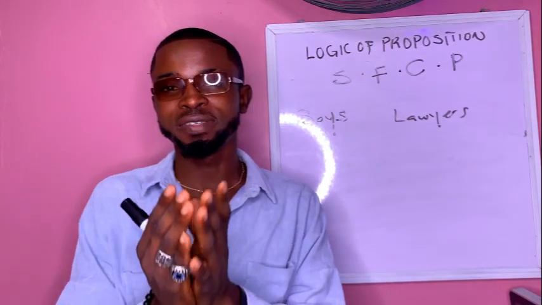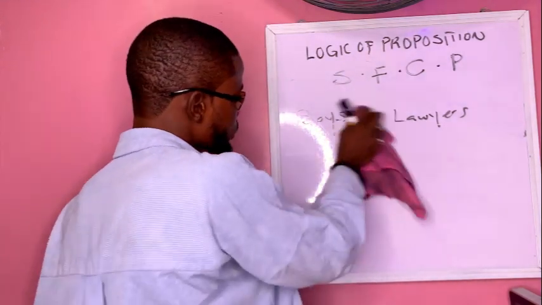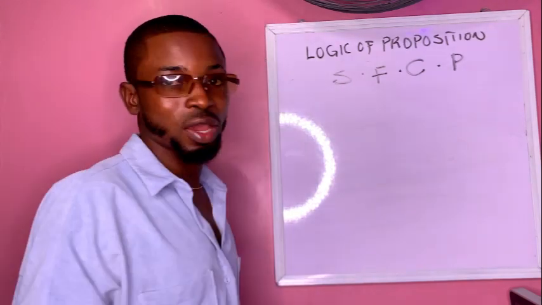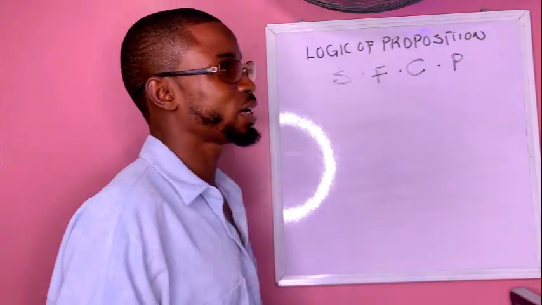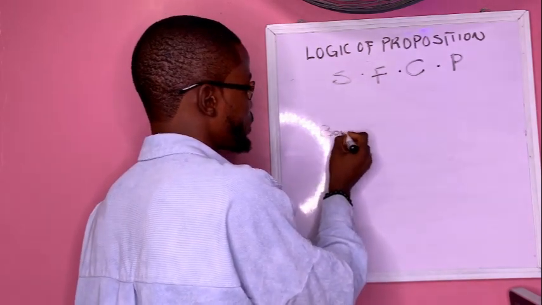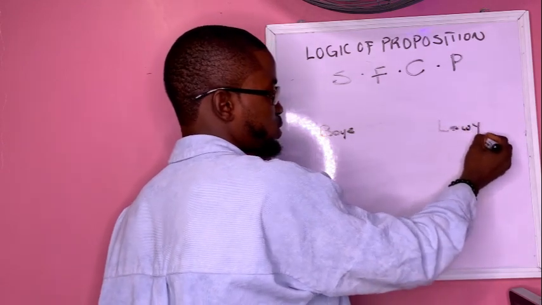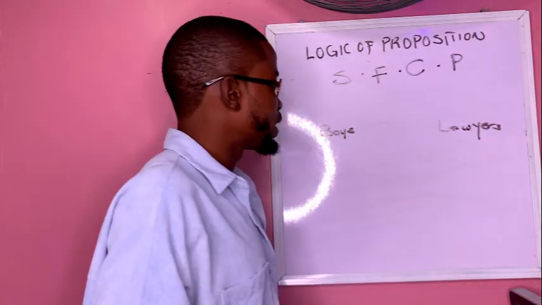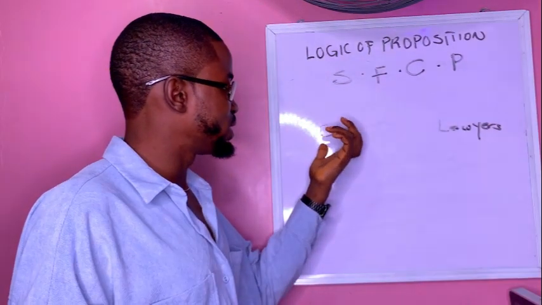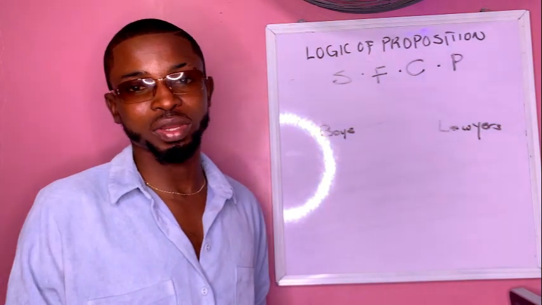Then we have 4 different types of standard form categorical proposition, because we can talk of the relationship in 4 different ways. So that's why we have 4 different kinds of standard form categorical proposition. So let's talk about the class of boys and lawyers. Like I said, in standard form categorical proposition, we are talking about how this particular class is related to this particular class, and we have 4 different ways in which we can talk about them.